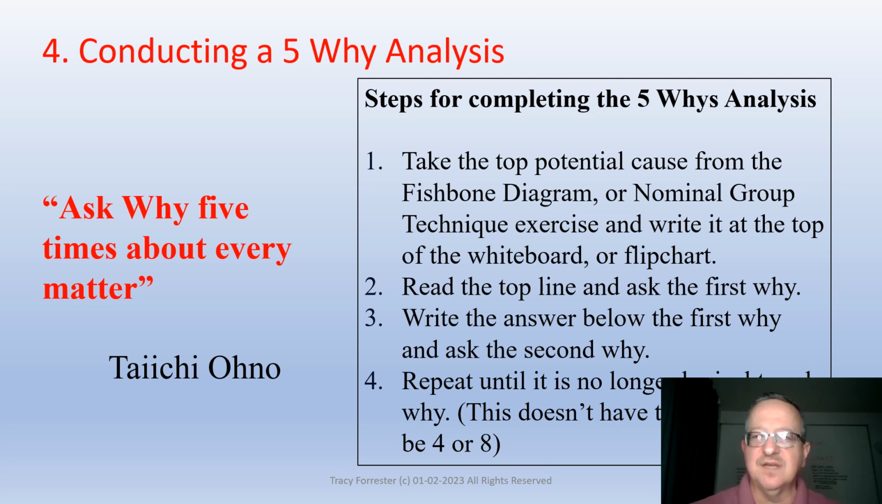And for steps in completing the 5 why analysis, remember the following 4 steps. Take the top potential cause from the fishbone diagram or the nominal group technique exercise if you use that, and just write it at the top of a whiteboard or a flip chart. Read the top line and ask the first why. From there, you're going to write in succession responses to the whys for each answer. So you're going to write the answer below the first why, and ask the second why, and you're just going to keep going till it no longer makes sense to do this.